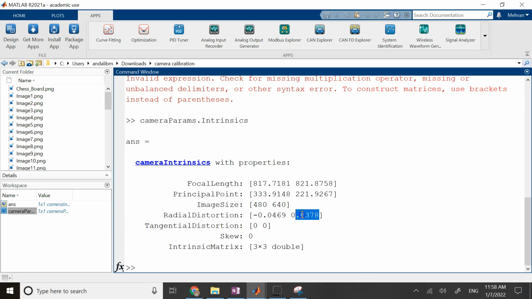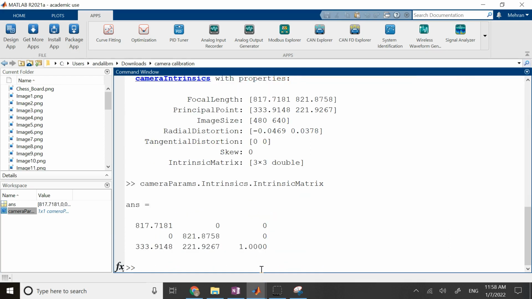And then these are the coefficients for radial distortions, K1 and K2. You only chose 2 coefficients, so there is no K3. You did not choose a skew, so theta is pi over 2, or there is no skew, or cotangent of theta is 0. The tangential distortions, P1 and P2, are both 0 because you did not want them. And if you want, you can get the whole K matrix here as an intrinsic matrix. So here, I say dot and then intrinsic matrix, and this is your K matrix.